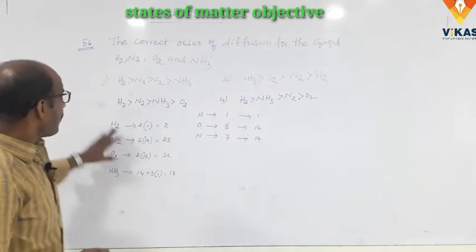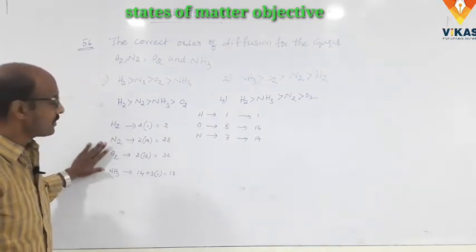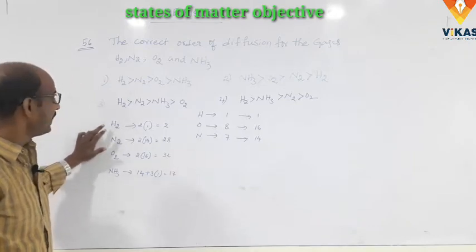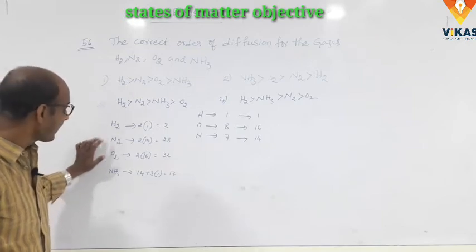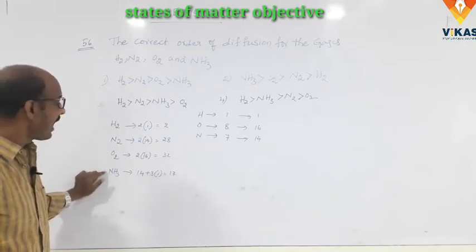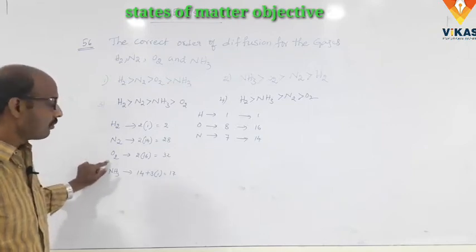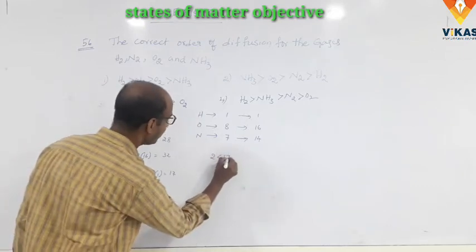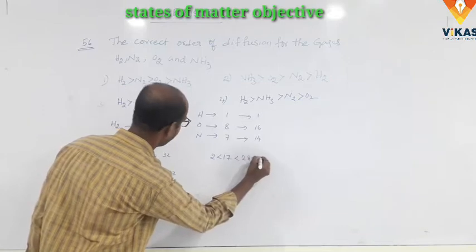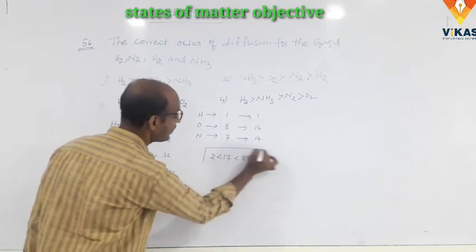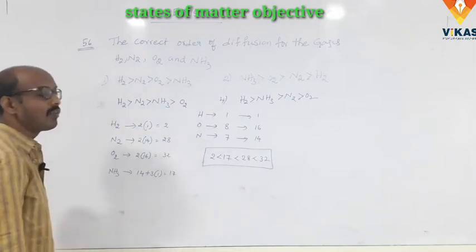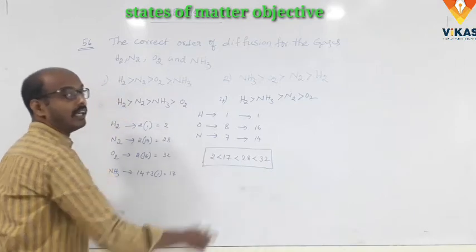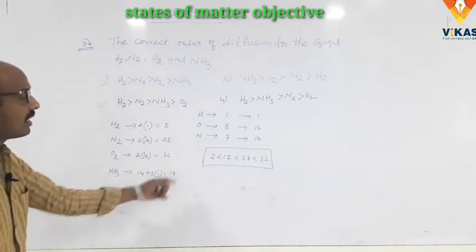So among these 4, which one has the highest rate of diffusion? The lowest molecular weight has the highest rate of diffusion. Here hydrogen has the lowest molecular weight, second is ammonia, third is N2, and fourth is O2. So 2 is less than 17, less than 28, less than 32. Hydrogen has the lowest molecular weight, so it has the highest rate of diffusion.